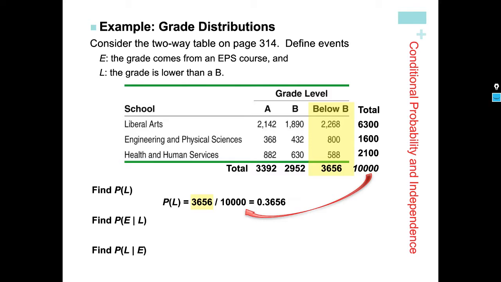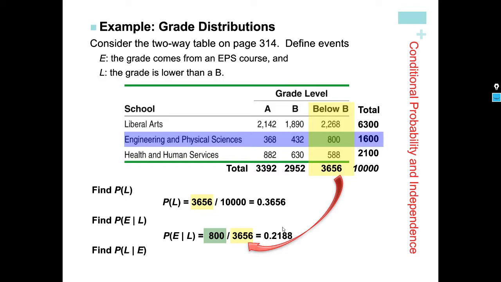Well, since I've already told you that this person scored below a B, we're going to take all the group of people that scored below a B, and out of those, we're going to decide how many come out of the engineering and physical sciences. So out of all the people that scored below a B, how many of them were in engineering and physical sciences? That's how we get that probability.